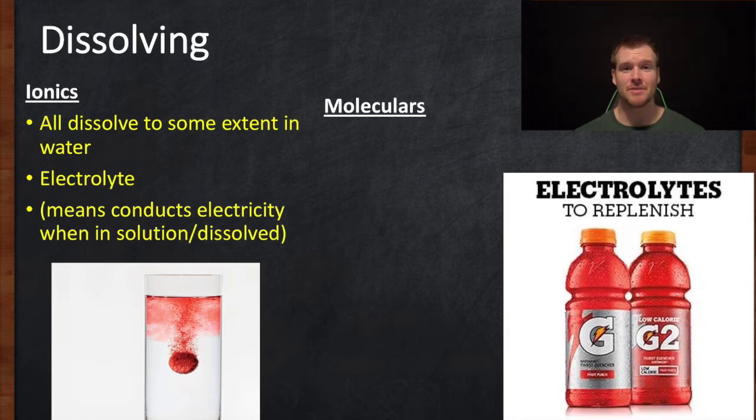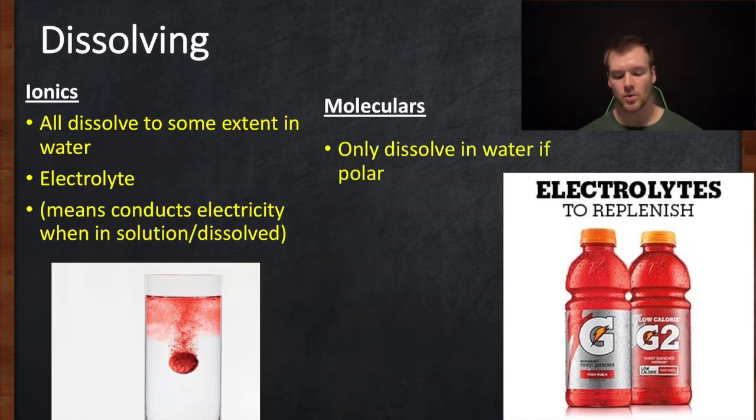Now there are lots of different types of electrolytes, but even just salt, because it's an ionic, when you dissolve it in water, it breaks into Na plus and Cl minus. Those charges are what allow it to conduct electricity. So salt water is also an electrolyte. It's not too difficult to get. It's just any ionic compound dissolved in water.